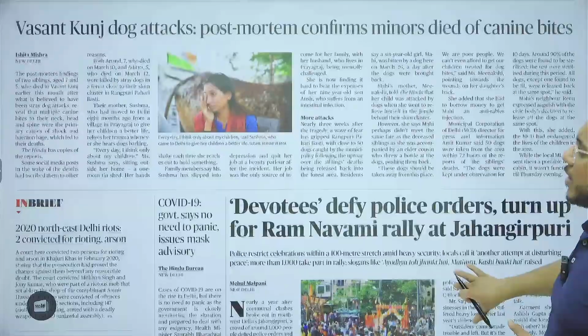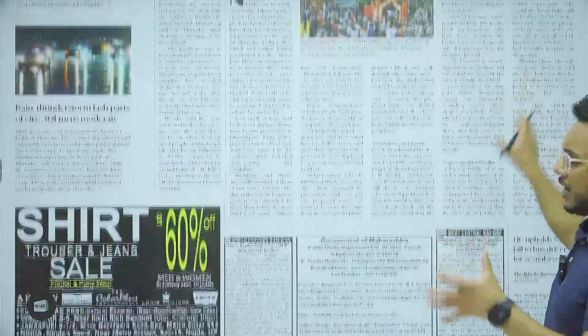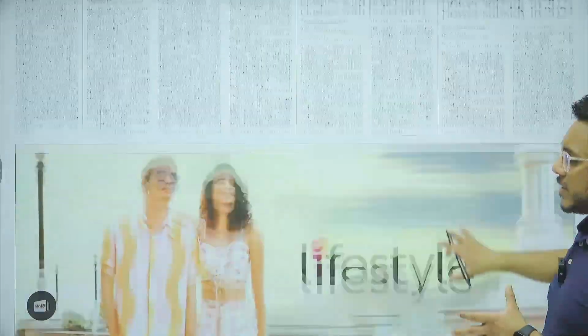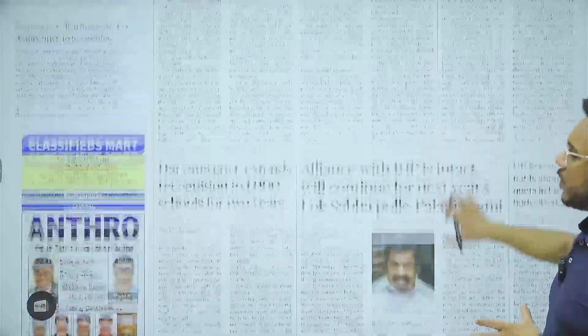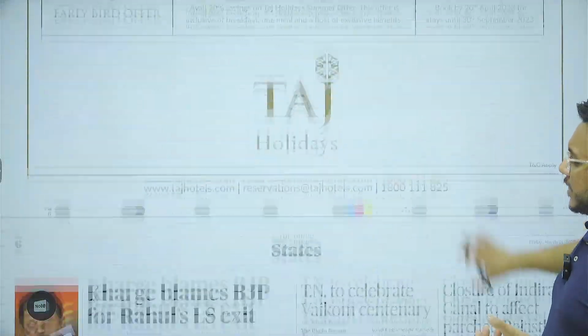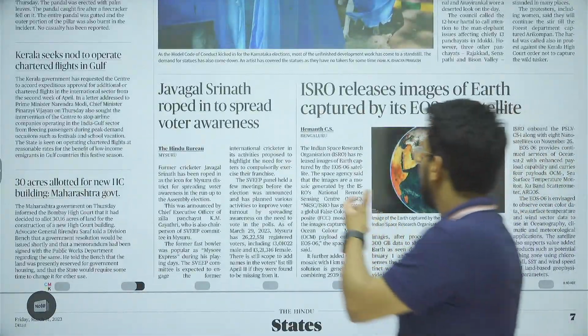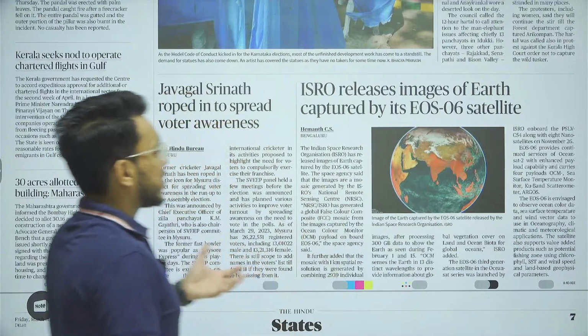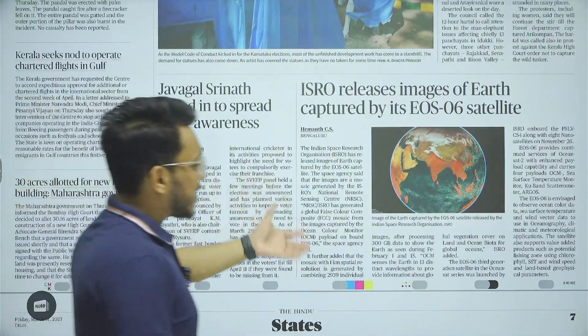Then further moving on, guys, in the regional section, the regional issues, dog attacks, fine, and regional political issues, advertisements, tenders have been given. Nothing very much relevant is there. Fine, so we will be moving on in this particular direction. Again, advertisements, etc. have been given. "ISRO releases images of Earth captured by its EOS-06." EOS stands for Earth Observation Satellite. Okay, so they have released the pictures.